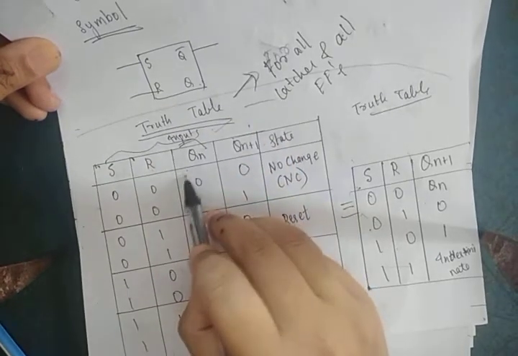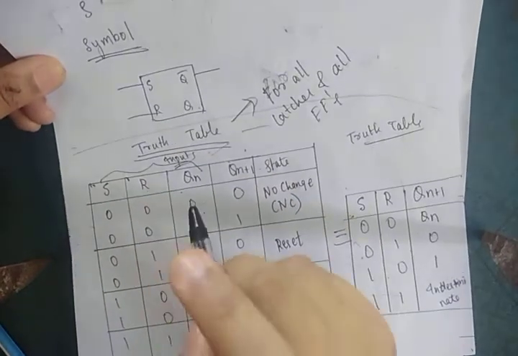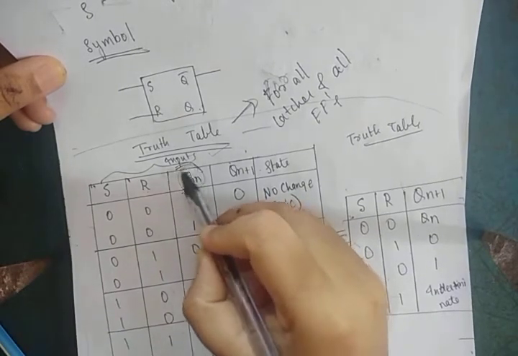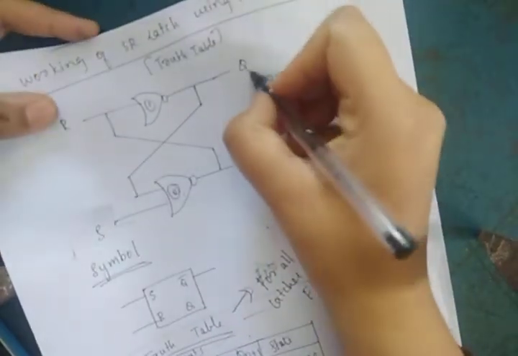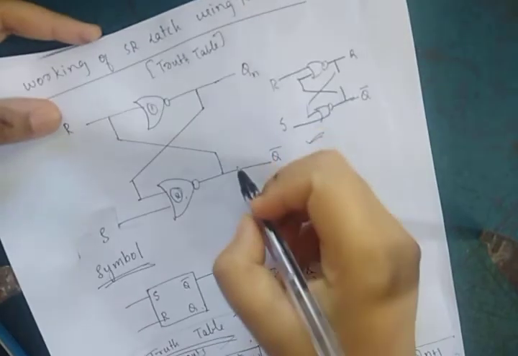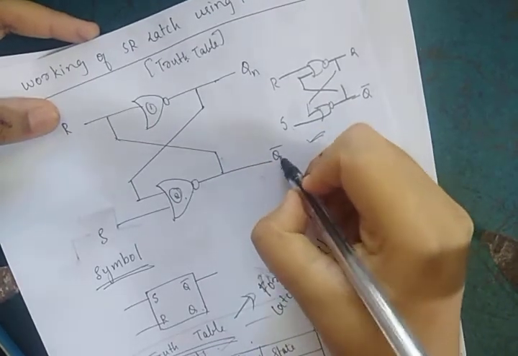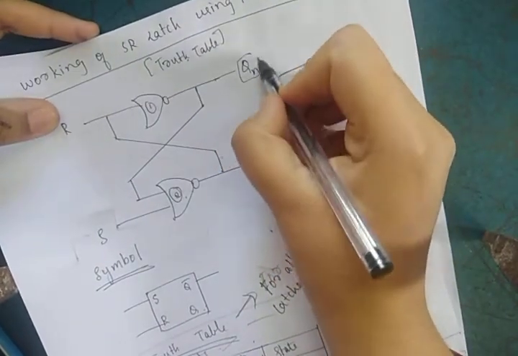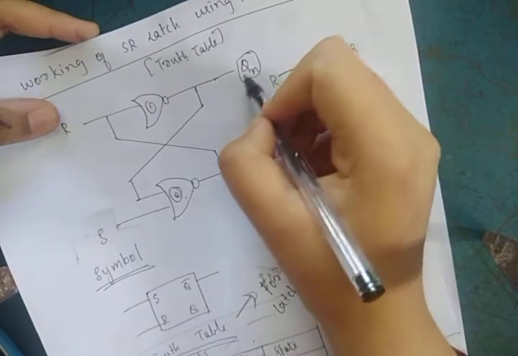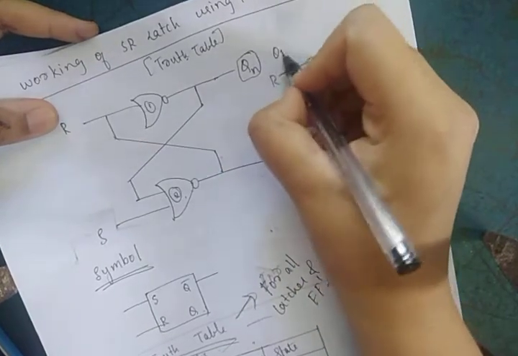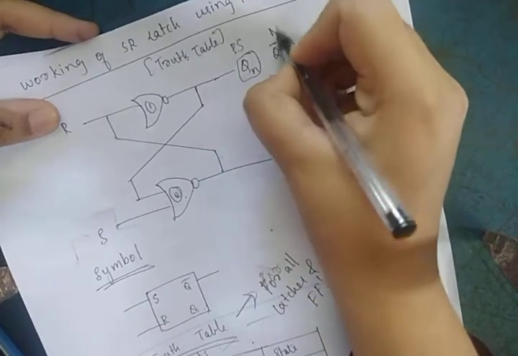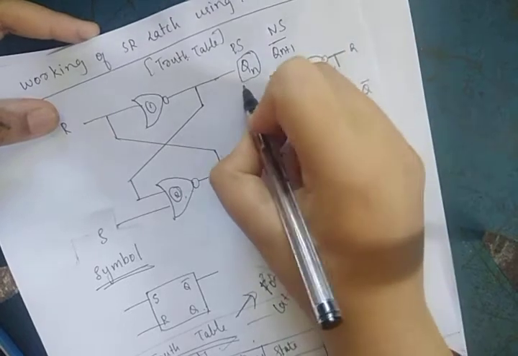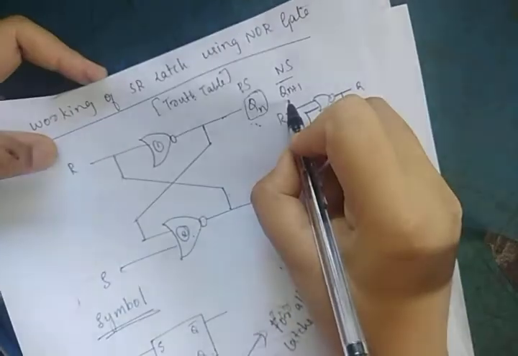Madam, why have you taken Qn as also an input? Because remember, Qn is one of the present states. Even though it is the output, imagine this to be Qn and this is Qn bar. Even though Qn is the output, we need to find out the next state, that is Qn plus 1. This is the present state, this is the next state. This is the present state output, this is the next state output.